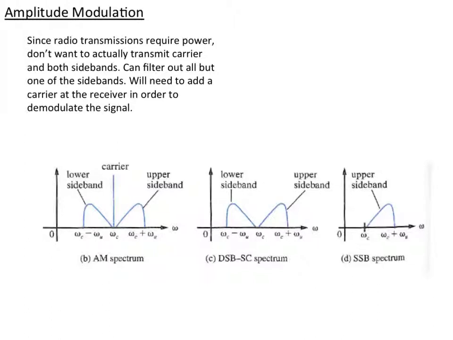Now, since we're trying to broadcast radio with these things usually, and those radio transmissions take power, you don't actually want to transmit the carrier wave, and so one can filter it out. And so in that case you get what's called a double sideband suppressed carrier spectrum. And in fact you can filter even more and just give one side, so a single sideband spectrum. This is what's actually broadcast. In this case one would have to add the carrier back in at the receiver in order to demodulate the signal.